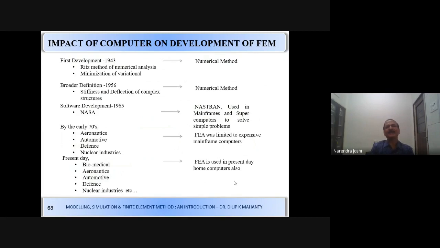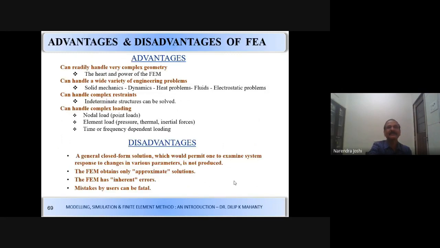In the 1940s, during the Second World War, this was the first development. As we grew post that, Boeing started work in 1956, a most important aspect. And in 65, NASA developed, with two young people, a program called Astron for space applications. In the 70s, it developed into aeronautics, automotive, defense. Present day, we can go from one place to another, including physical applications.